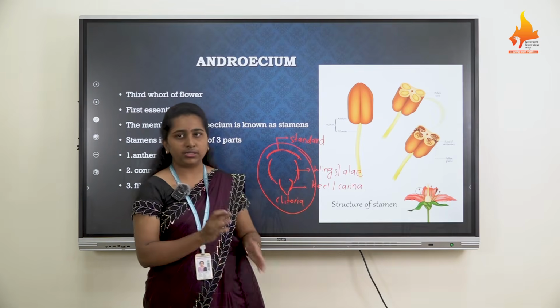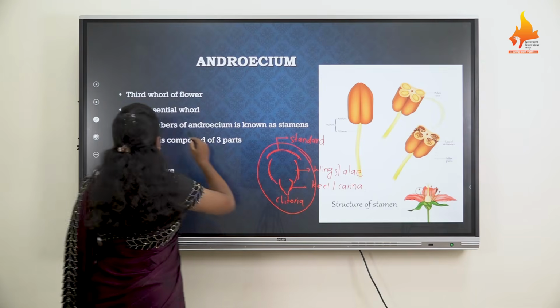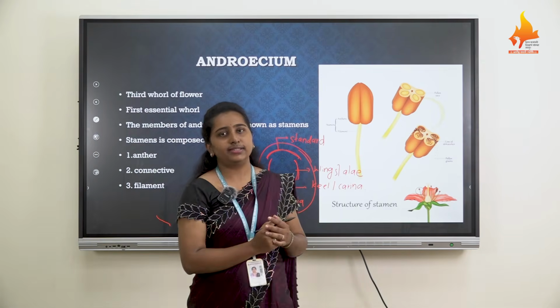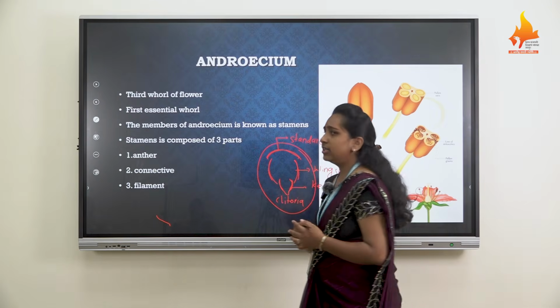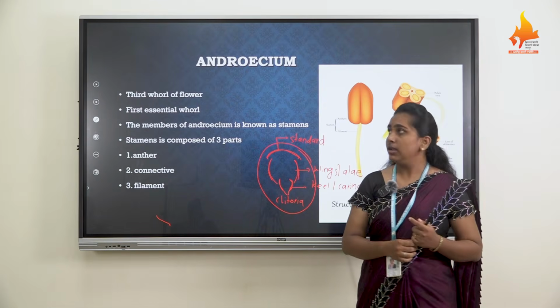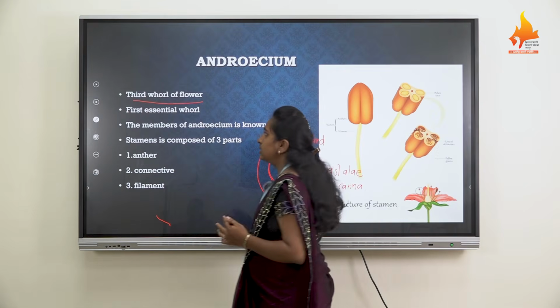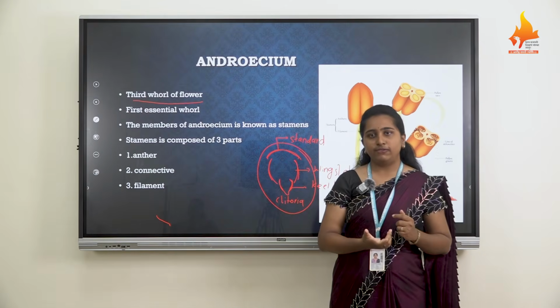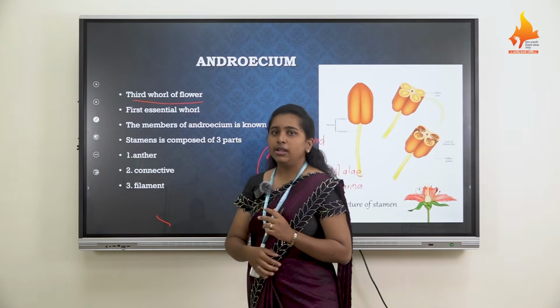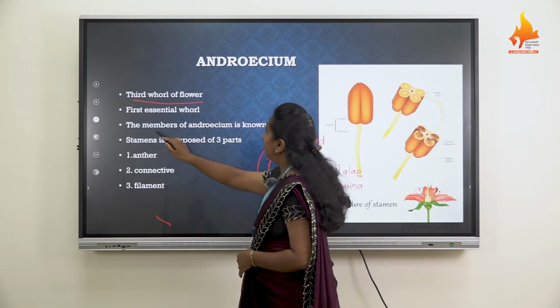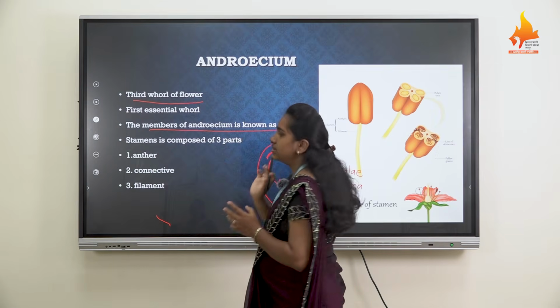We completed the aestivation. Again we come to our topic, that is the essential whorl, the androecium. Androecium is the male part of the flower. It is present on the third whorl of the flower, and it is the first essential whorl. Why do we call it the essential whorl? Because androecium directly takes part in reproduction. So the members of the androecium are known as stamens.